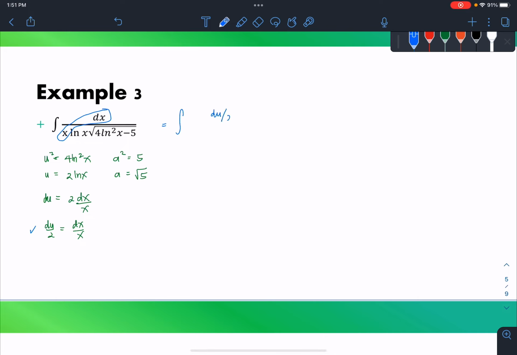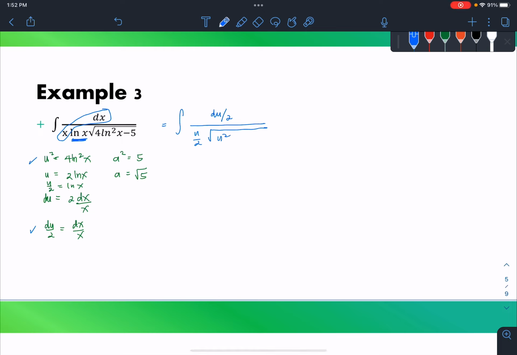And divide it with, what is ln x? So this is ln x. And then we could have u all over 2, which is the same as ln x. Okay, so ln x, that is u all over 2. So I'll have a u all over 2 here for the ln x, and then the square root of 4 ln squared x, so this is the 4 ln squared x, which is u squared. And then minus 5, 5 is a squared.